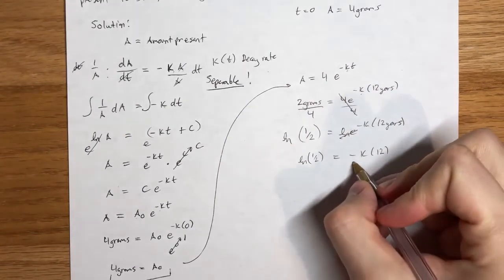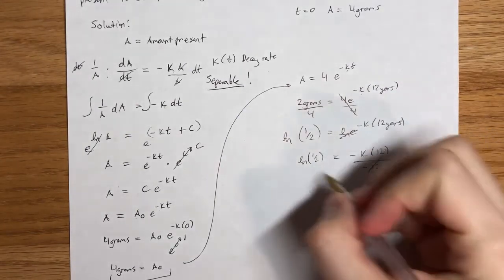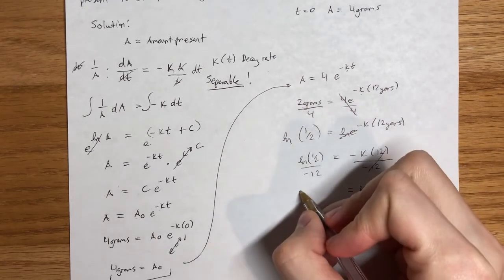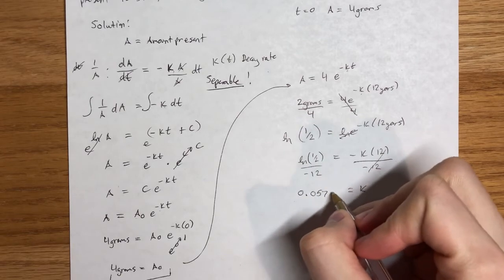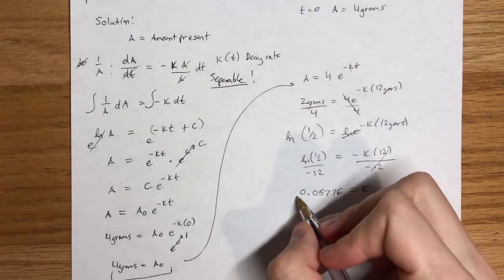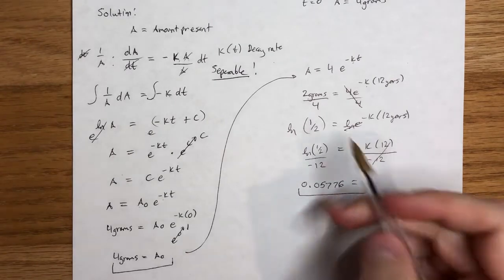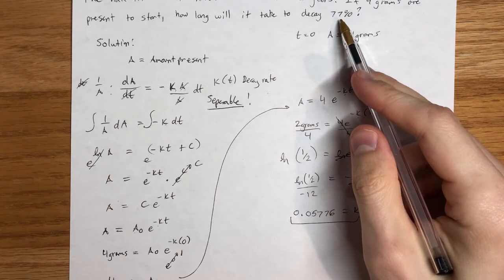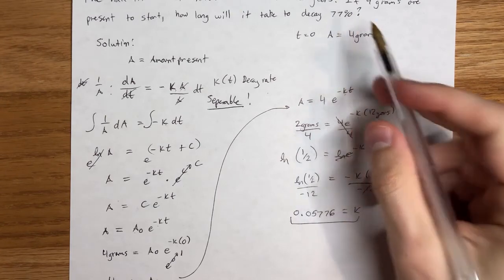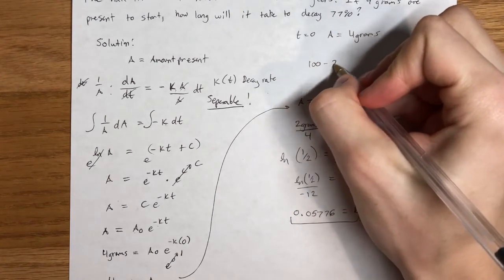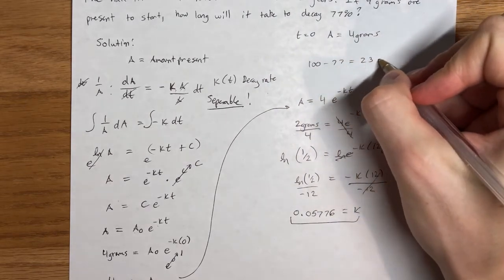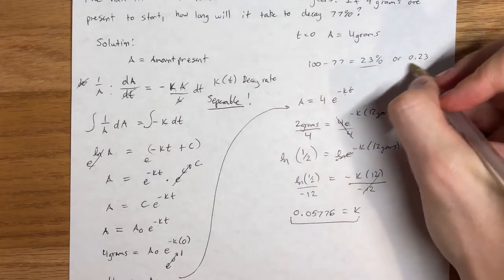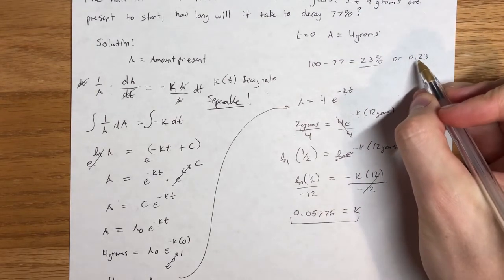If we divide by negative 12 on both sides, we find that k comes out to be a positive 0.05776. Now that we have our k value, and we have our A0 value, we can plug this in and find the time t. Knowing that we started with 100%, we want to find when 77% is gone, or in other words, 100 minus 77 equals 23. So we want to find when there's 23% left over, or 0.23 in decimal form. This will be the amount we're searching for.